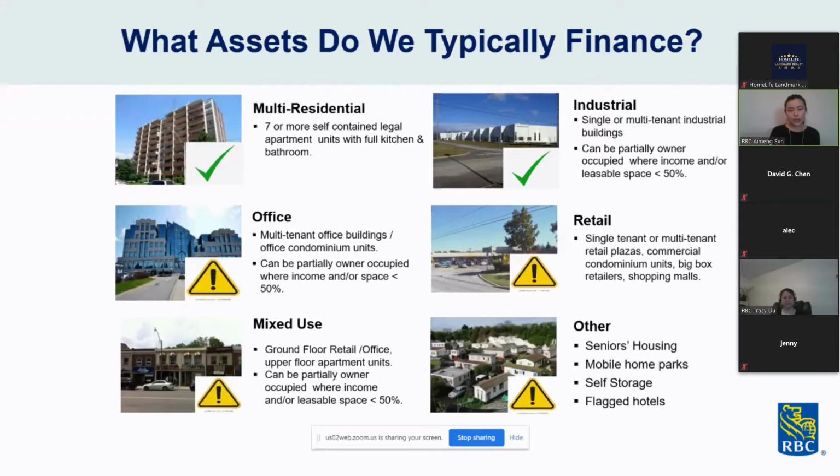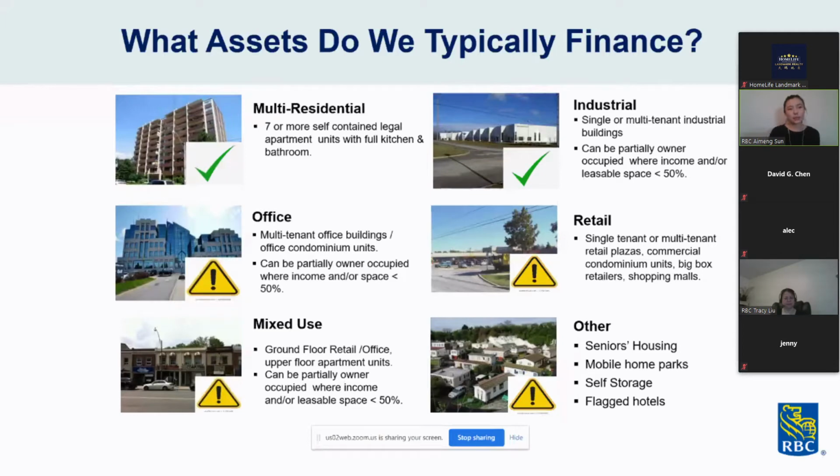We've seen that vacancy rates have decreased since the pandemic hit last year. So there's very high demand for industrial buildings, especially anything food related, food manufacturing, distribution, e-commerce, warehousing, and logistics. So these assets continue to be very strong in the market, and we continue to entertain transactions to finance industrial properties as well as multi-residential properties.